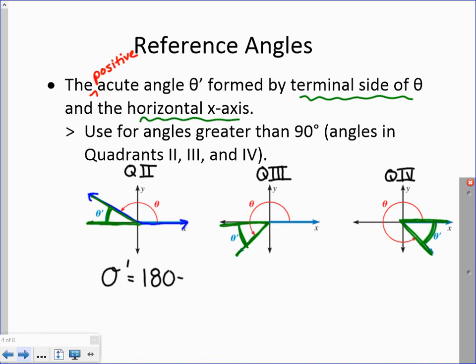I'm seeing some really good stuff as I move around the room. Some of us are obviously pros at reference angles. Really? No.